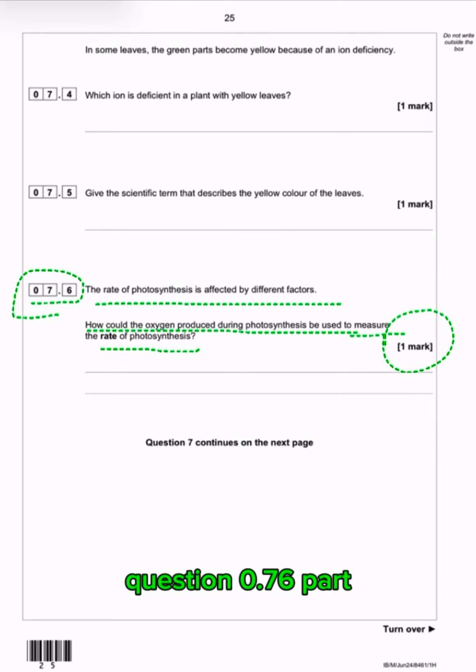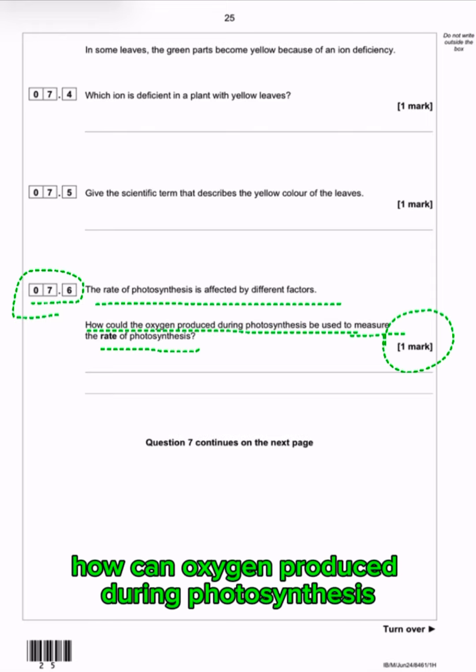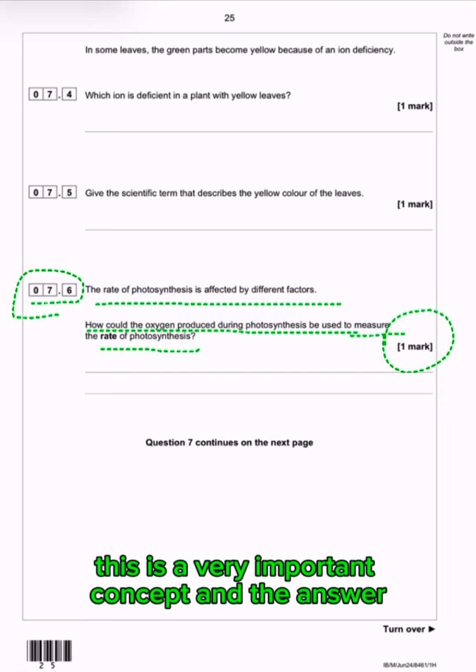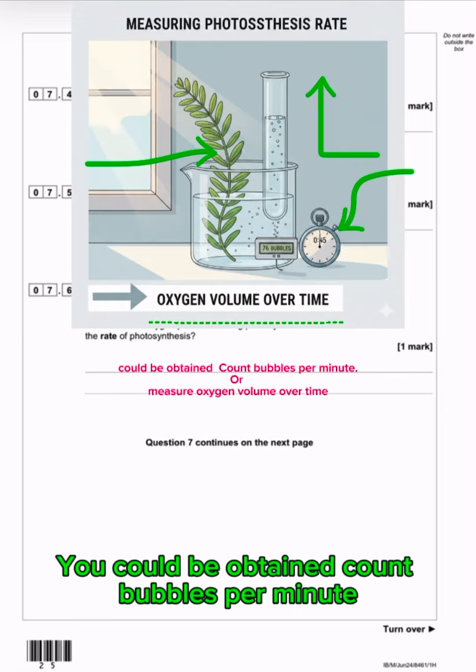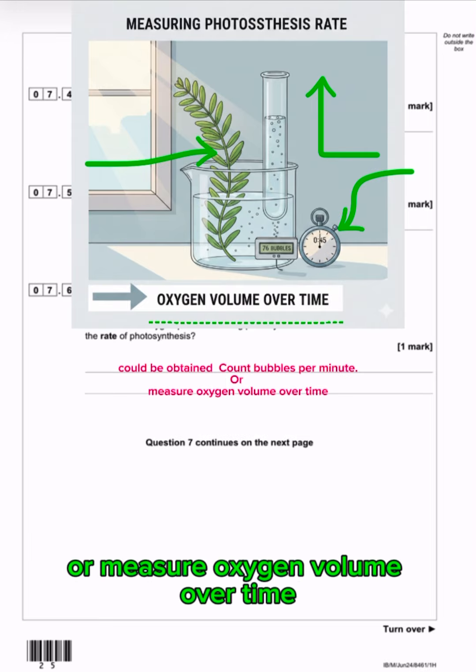Question 7.6 asks you to explain how oxygen produced during photosynthesis can be used to measure the rate of photosynthesis. This is a very important concept, and the answer could be: count bubbles per minute or measure oxygen volume over time.